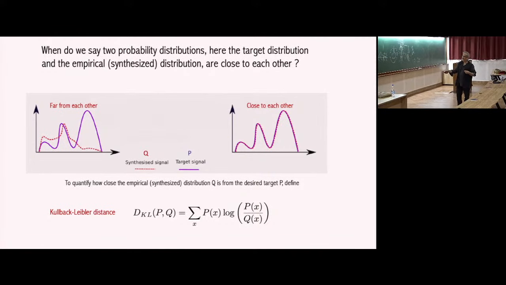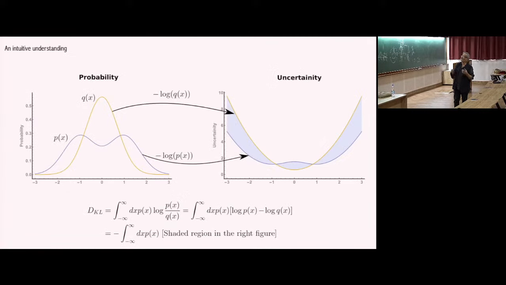And the definition of the KL divergence, Kullback-Leibler divergence, or Kullback-Leibler distance between distribution Q and P is the following: the integral of P of x log P of x divided by Q of x. So this is the distance measure between these two. How do we understand that? This is a formula, but let's try to understand it.